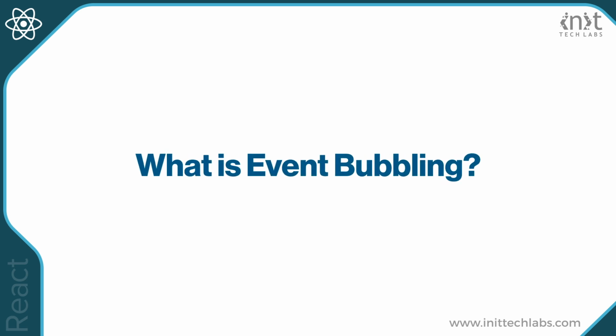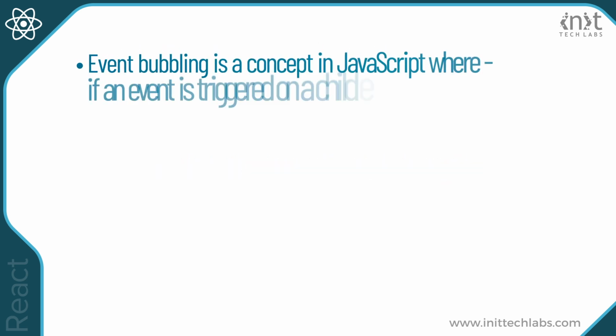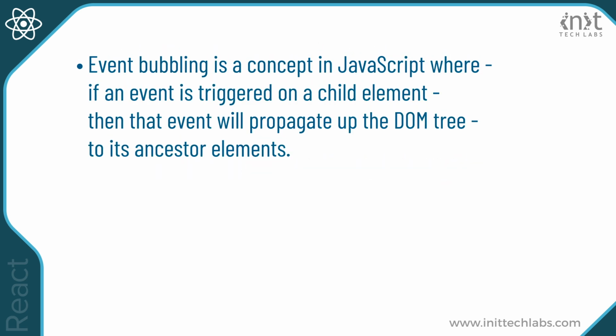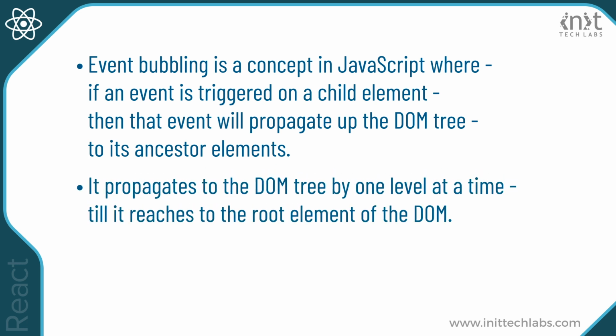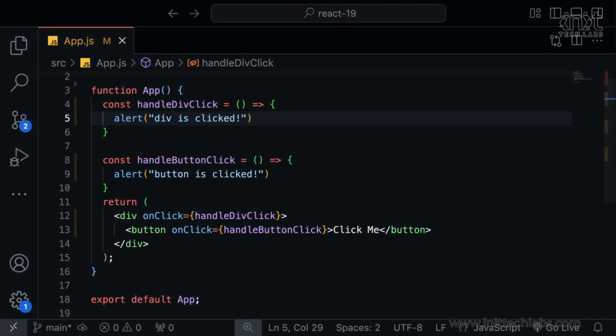What is event bubbling? Event bubbling is a concept in JavaScript where if an event is triggered on a child element, then that event will propagate up the DOM tree to its ancestor elements. It propagates up the DOM tree one level at a time till it reaches the root element of the DOM. So let's understand practically.